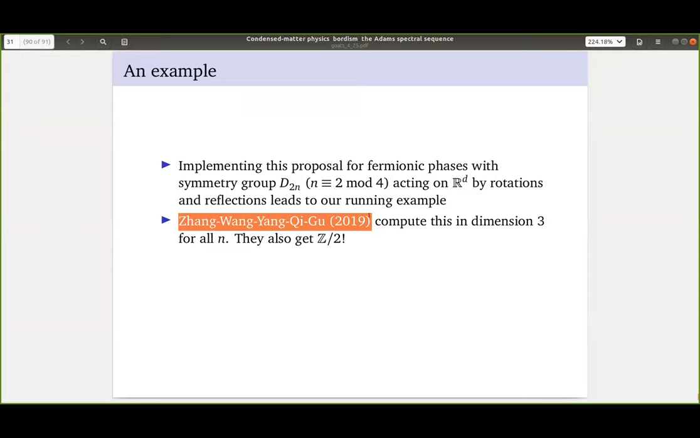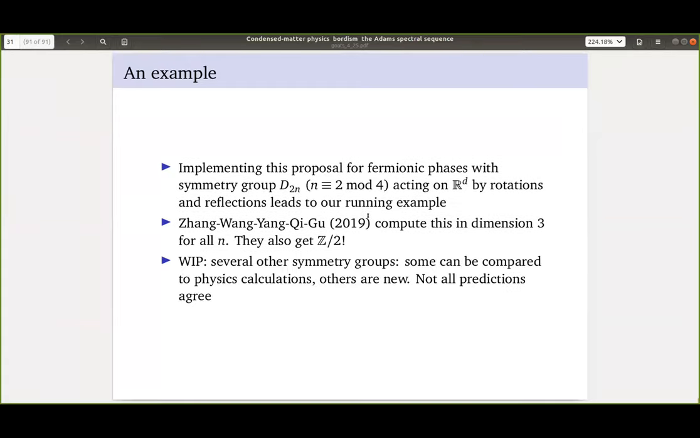And five physicists at the end of last year put out a paper which computes in dimension three what this group is by different methods in physics. And so they get the same answer that we do. And so, last bullet point, this is a suggestion that we're on the right track and that the physics methods and the math methods agree, which is evidence for the nuances of Fried-Hopkins. In work in progress that I'm hopefully going to get out on the arXiv sometime soon, I check this with a whole bunch of other symmetry groups, some of which I can compare to pre-existing calculations and some of which have not already been looked at in physics. Most of the predictions agree, but there are some interesting disagreements that I'm looking forward to delving into.